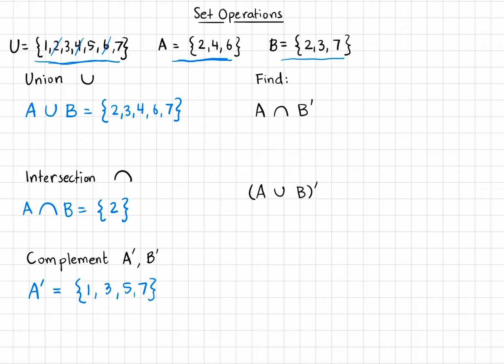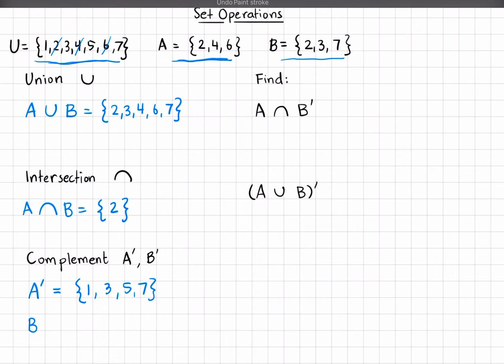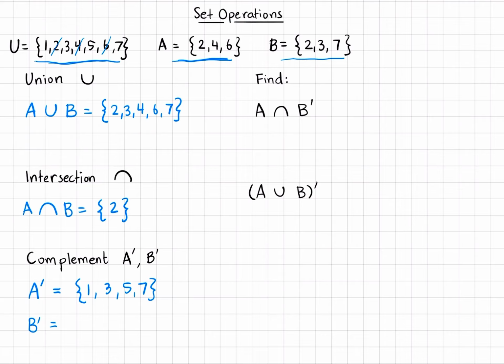The complement of set B, you can take a minute to do it on your own. And it's going to be, so I'll cancel out 2, 3 and 7, which would leave me with 1, 4, 5, and 6.